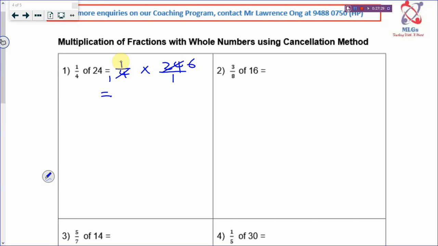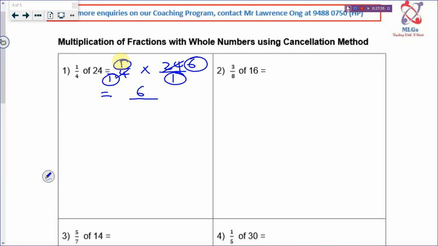So whatever you can't cancel, which is the 1 over here, you circle, and the 6, you circle, and then you multiply. 1 times 6, 6. And then at the bottom, there's a 1 and there's a 1. So whatever numbers you did not cancel, you have to circle. Alright, because you are going to multiply those numbers that you circle.